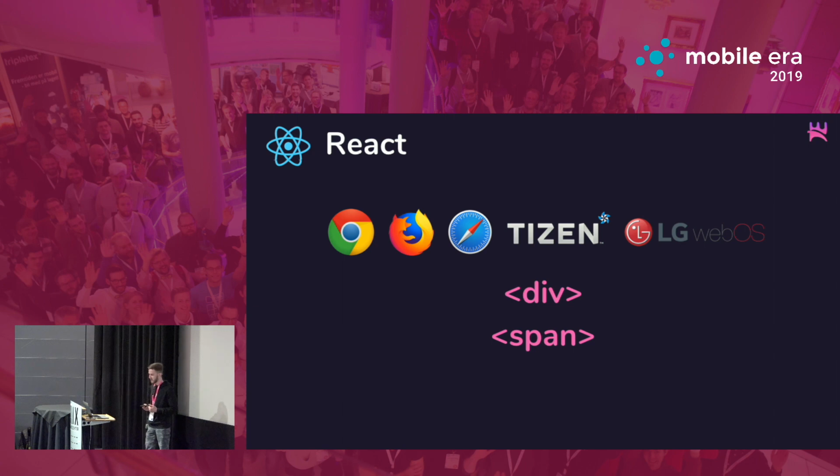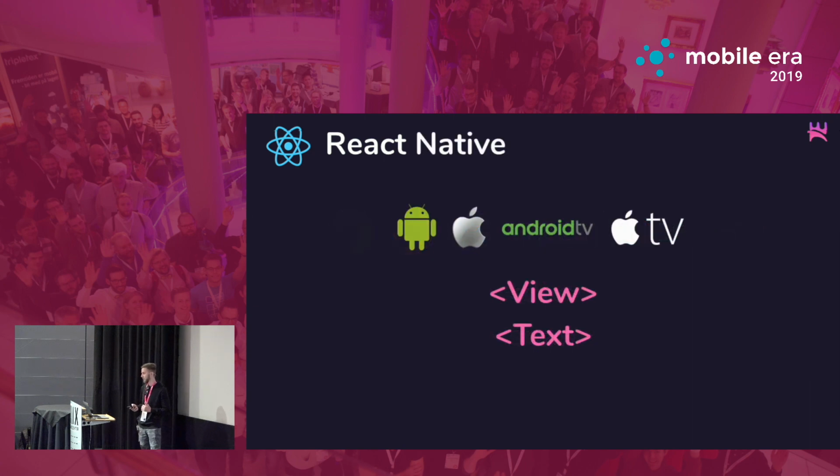Then we started to use React, starting with the browser-based platforms. First of all, the main browsers, and also Samsung Tizen and LG WebOS, which are also browser-based smart TV platforms. So you write your application as a browser application, and then it runs on the TV. We started to use React, where you write basically HTML tags. Then, of course, we wanted to cover native platforms. So then React Native popped up, and we started to use that for Android and Apple, and more recently, it also runs on Android TV and Apple TV.